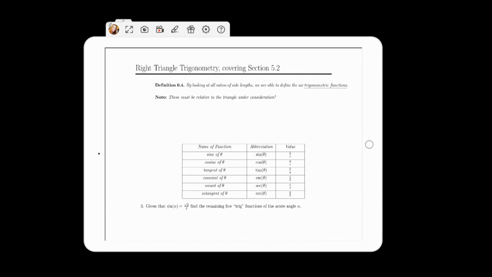So it's important to note that these must be relative to the triangle under consideration. So everything in my table is relative to this triangle. So theta is the acute angle. And then this side is what I call B, which is the side that's opposite of theta. And then A is the side that's adjacent to theta. Okay, and then C is the hypotenuse.